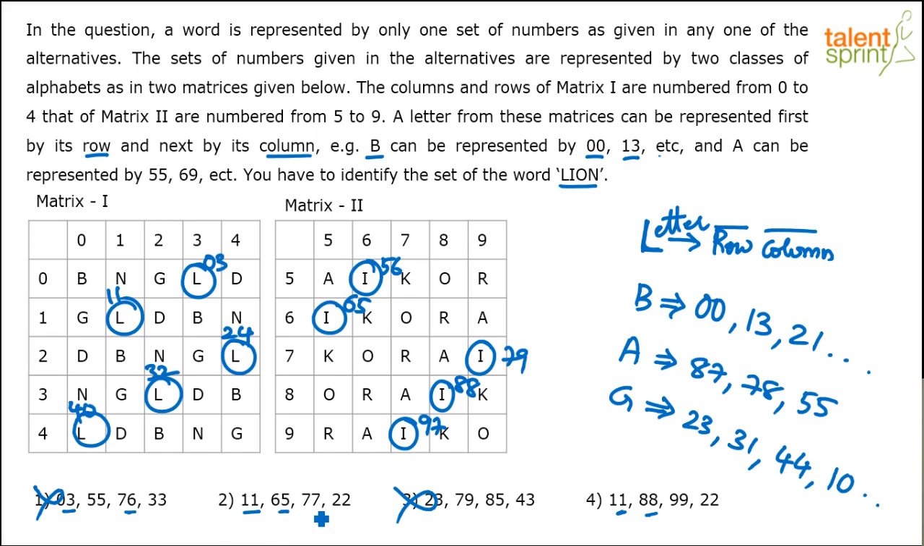So in option 2, O is 77. In option 4, O is 99. So just check what is 77 and 99. What is 77? 77 is R. You see, 77 is R. So this is eliminated. And if this is eliminated, the only option left out is option 4. So that's your answer.